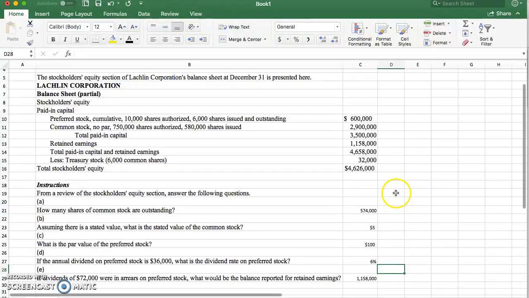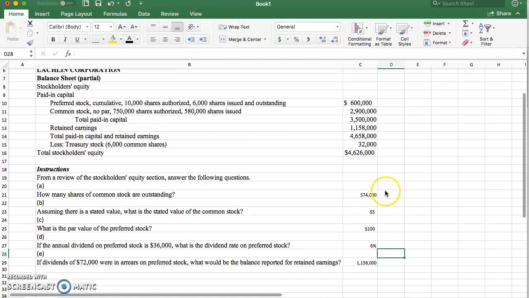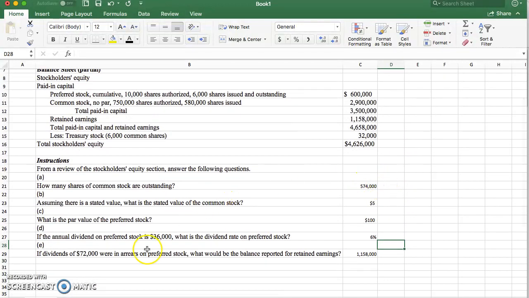And that is how you do exercise 4 in chapter 11. Let me know if you have any questions or if I did something wrong.